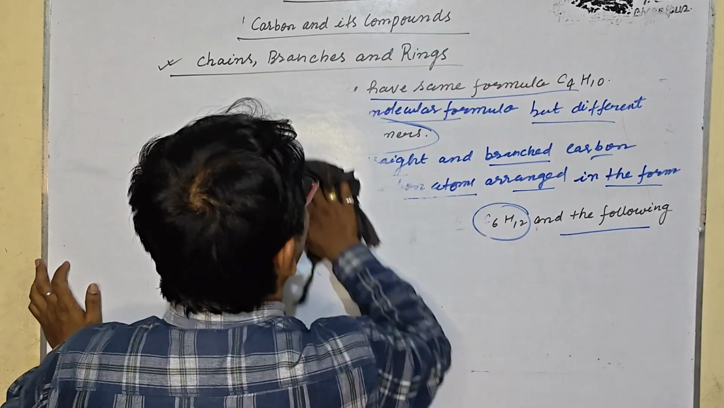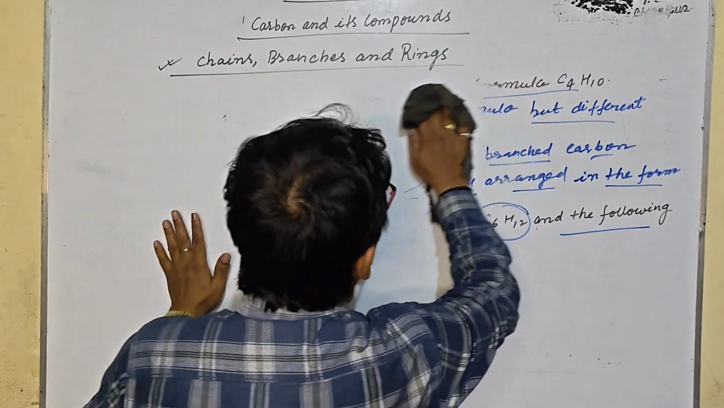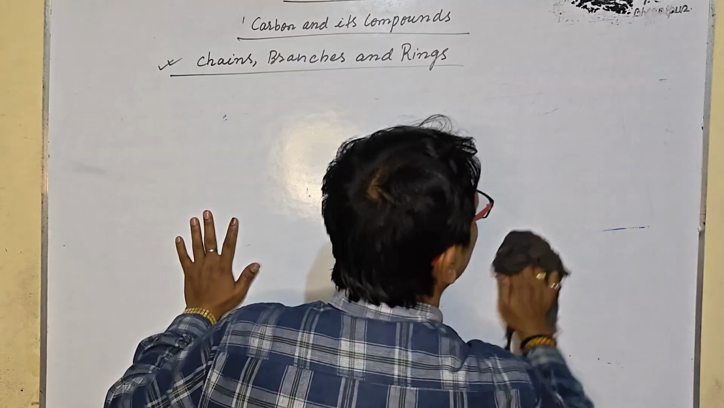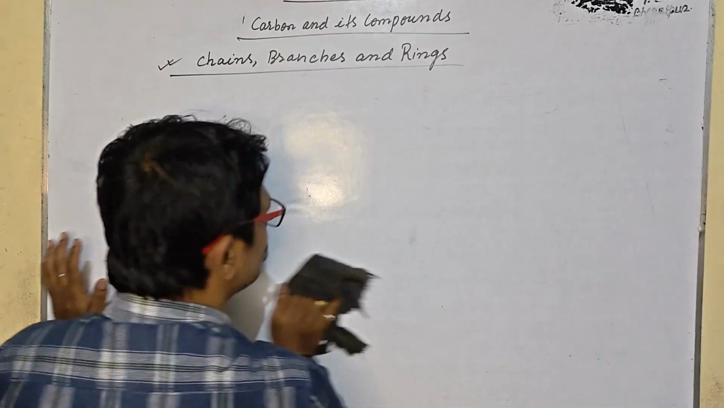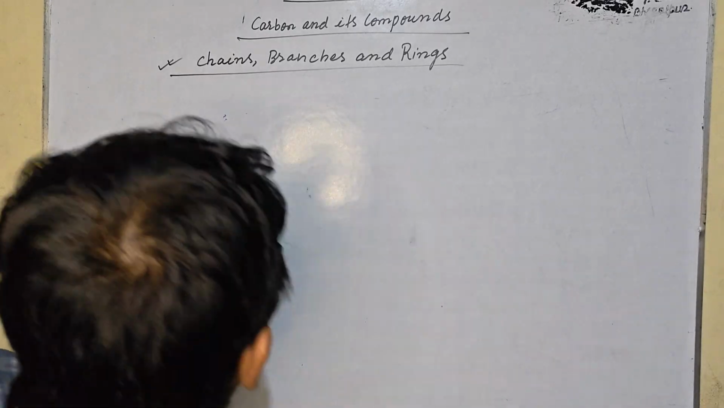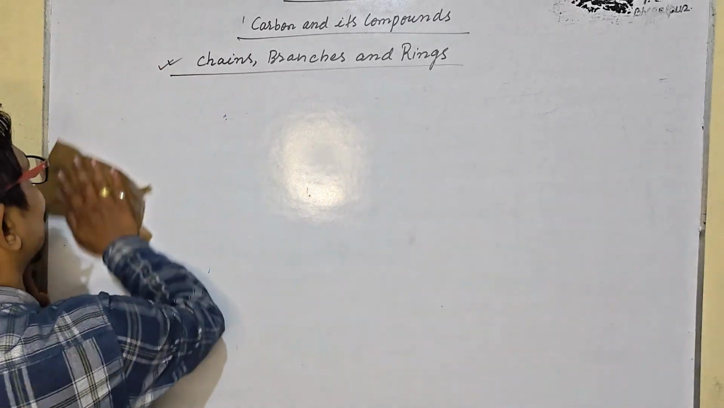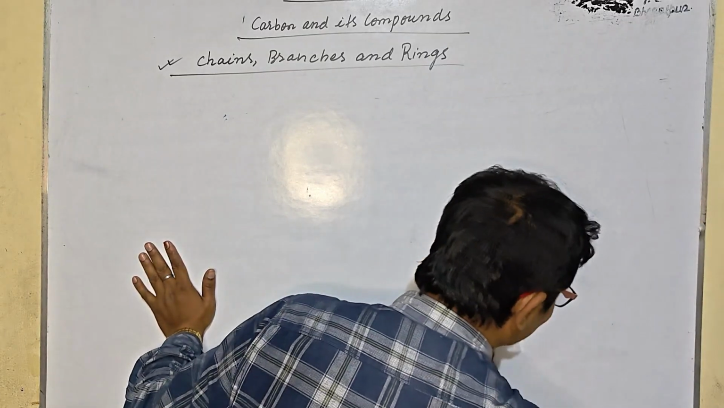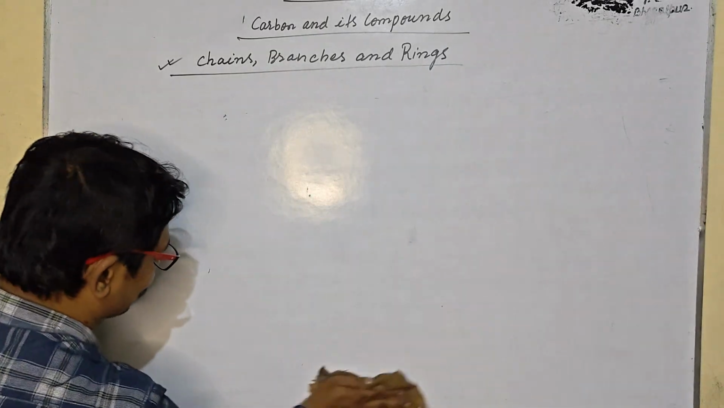So this is the second part of the chain, branches and rings of carbon compounds. This is the second video. I am going to try to make it easy to learn the different branches, chains and rings of the carbon compounds in the structural form and in the skeleton form.